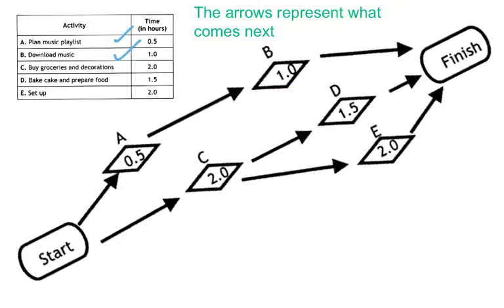And C is buying the groceries. So it doesn't matter what music you want when you need to go buy groceries. So that's why A and C start at the same time, and there's no need for an arrow from A to C.